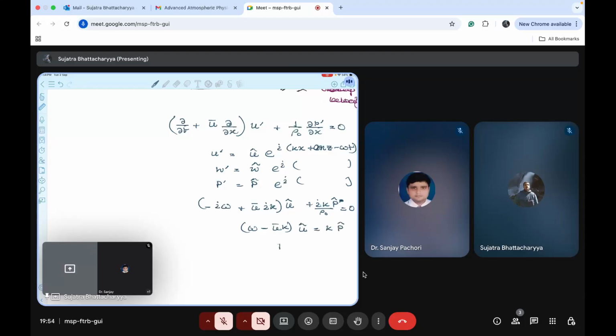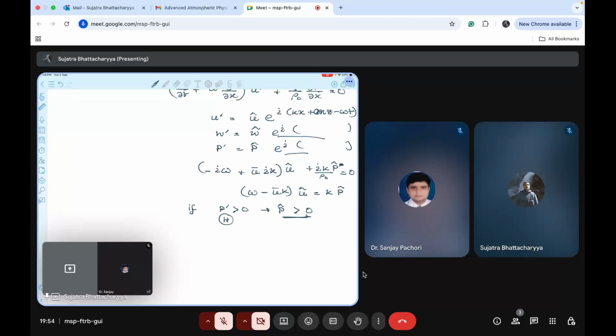So if p dash is positive, which is the high pressure region, p hat will also be positive because this does not change the sign. The amplitude will be positive. Then if p hat is positive, u hat is also greater than 0. So wherever p hat is positive, u hat is also positive.